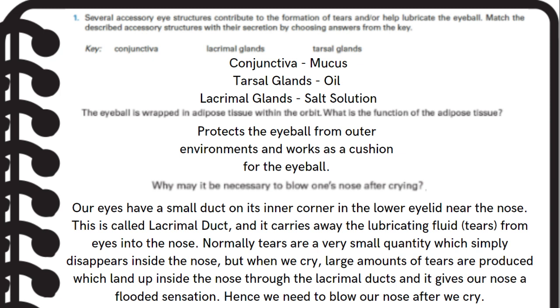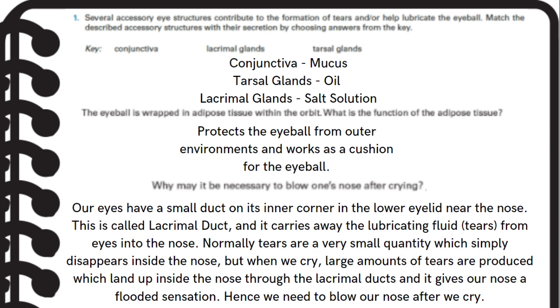Number 1. Conjunctiva, mucus. Number 2. Tarsal glands, oil. Number 3. Lacrimal glands, salt solution. Number 2. The eyeball is wrapped in adipose tissue within the orbit. What is the function of adipose tissue? Protects the eyeball from outer environment and works as a cushion for the eyeball.